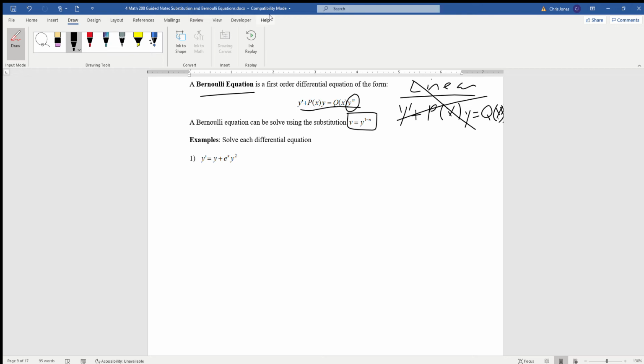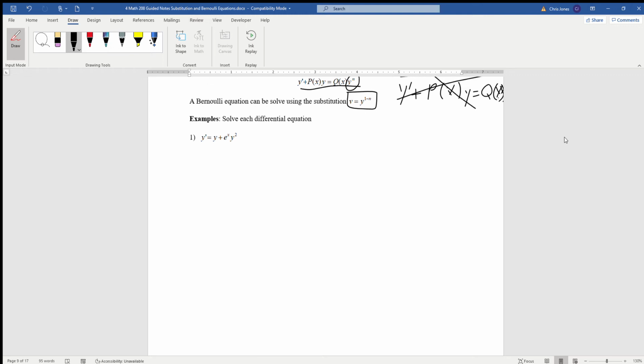We have to substitute not only for y, but also for y prime. We're going to get it, instead of in terms of x and y, in terms of v and x, and then we're going to solve and back substitute. So it's very similar to what we had before, except this is just a different substitution.